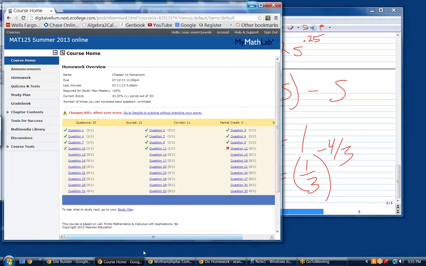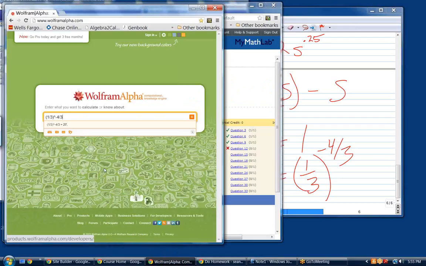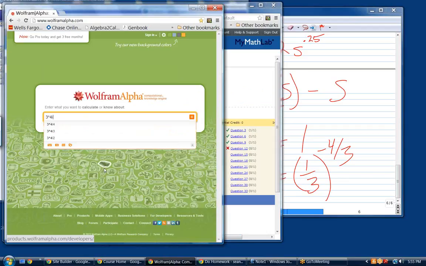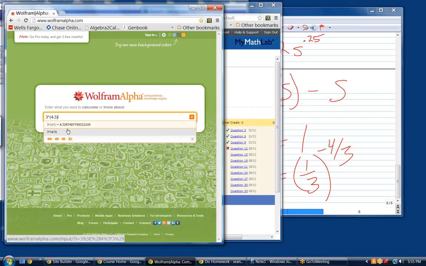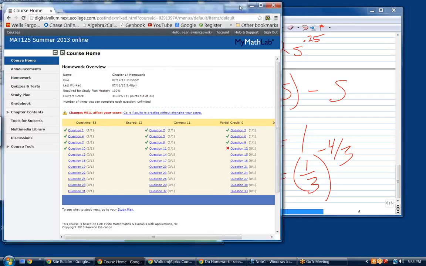How is 3 raised to the 4/3 power 27? That can't be. Here, let me do that again. 3 raised to the 4/3 power. I think it's raising it to the 4th power first. I need parentheses there. Okay. So the answer is 4.326.